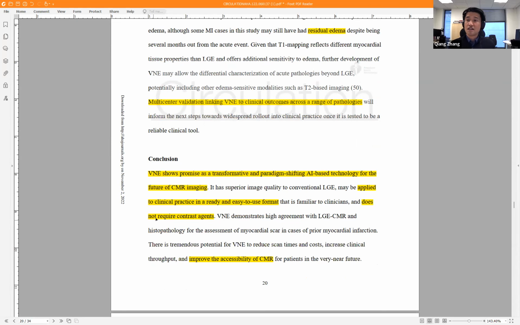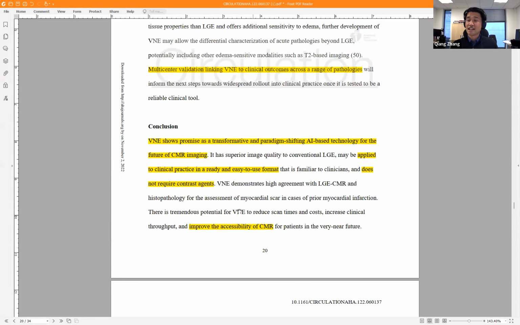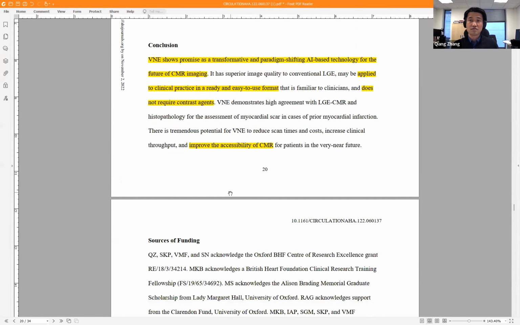And in conclusion, VE shows promise as a transformative and paradigm-shifting AI-based technology for the future of CMR imaging. It has a superior image quality to conventional LGE and may be applied to clinical practice in a ready and easy-to-use format, and it does not require contrast agent. We believe this type of technology can further improve the accessibility of CMR imaging in the very near future.